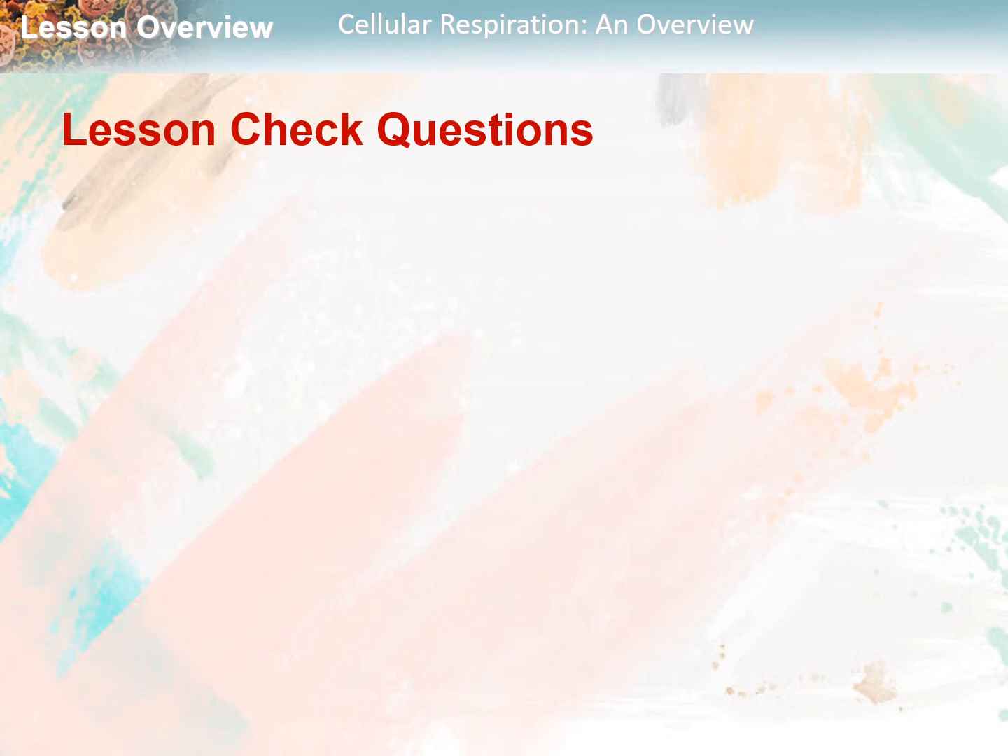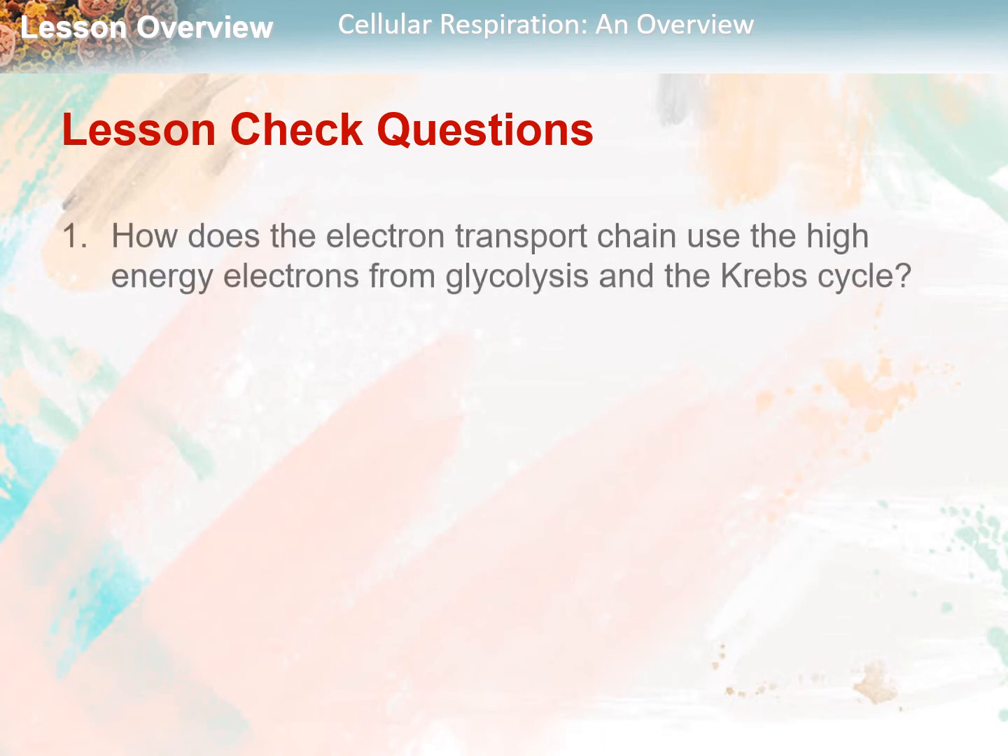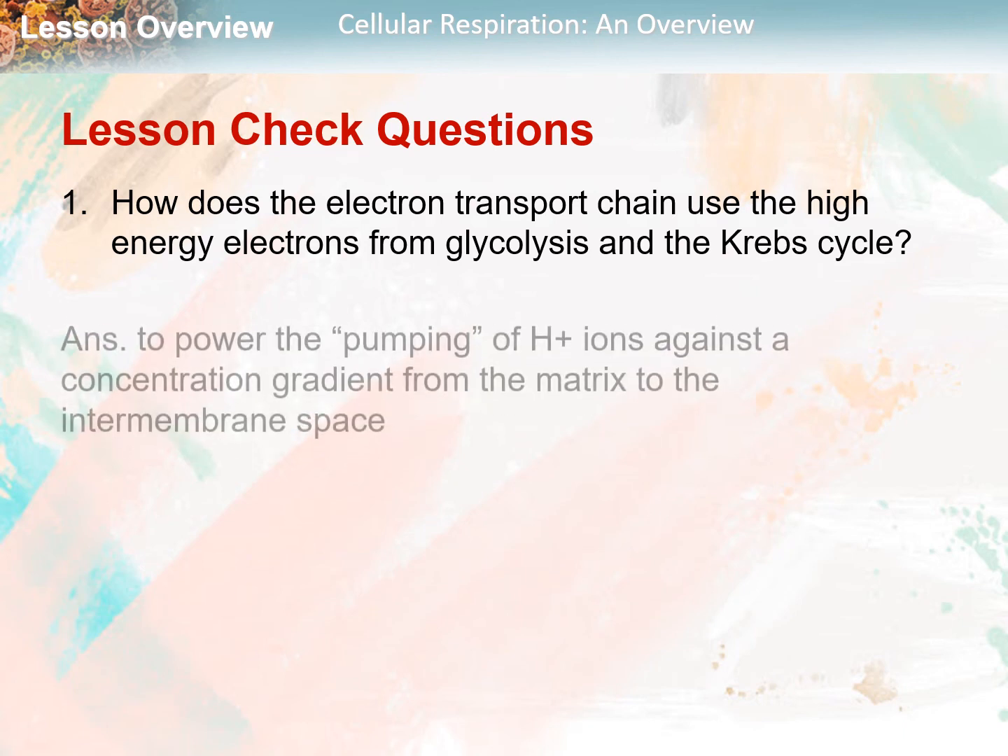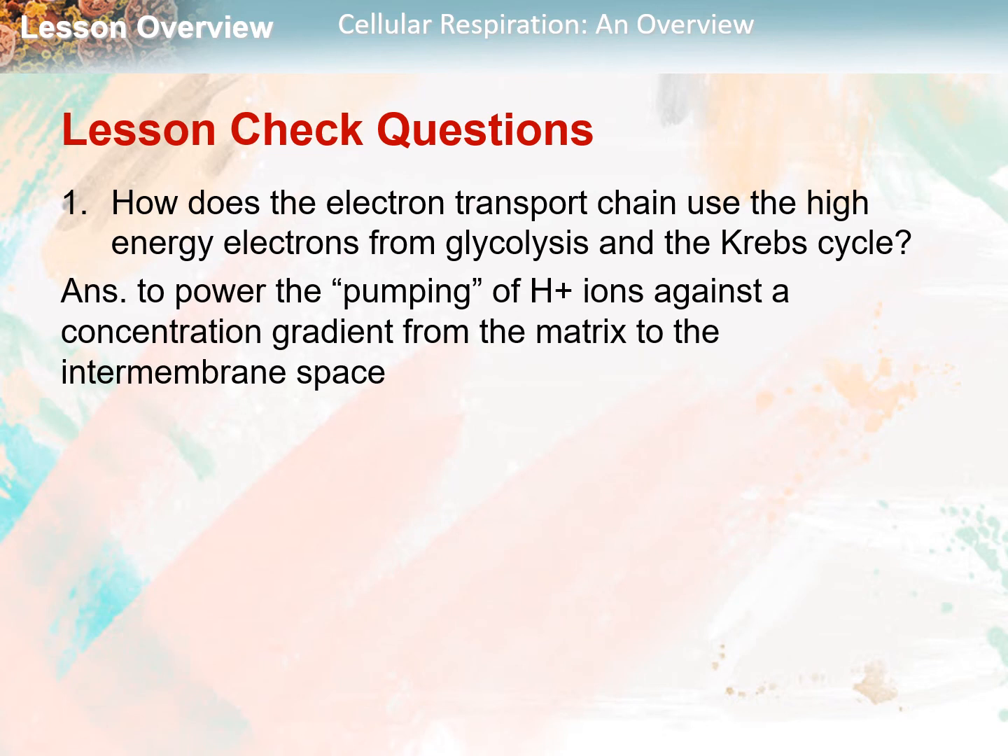So let's have some lesson check questions. Number 1. How does the electron transport chain use the high energy electrons from glycolysis and the Krebs cycle? The answer is, of course, to power the pumping of hydrogen ions against a concentration gradient from the matrix to the intermembrane space.